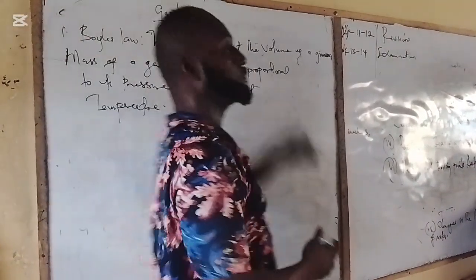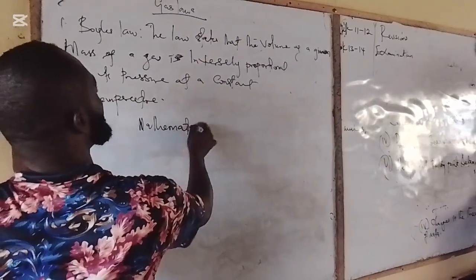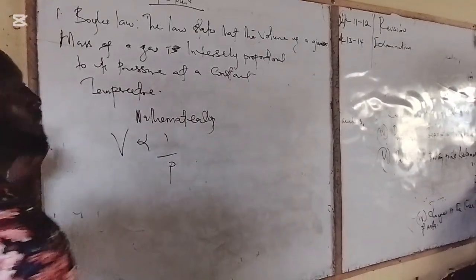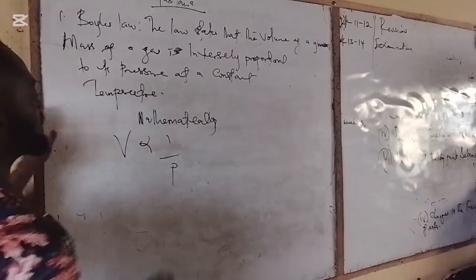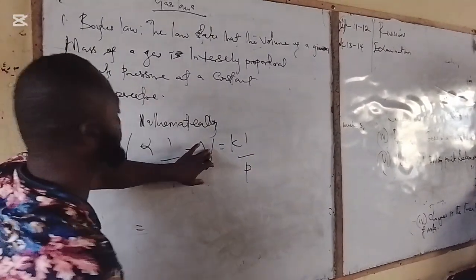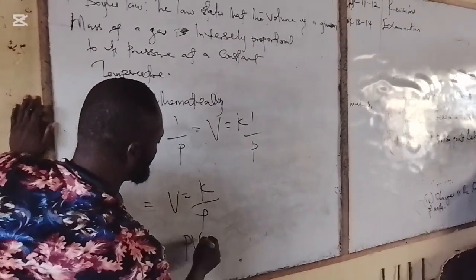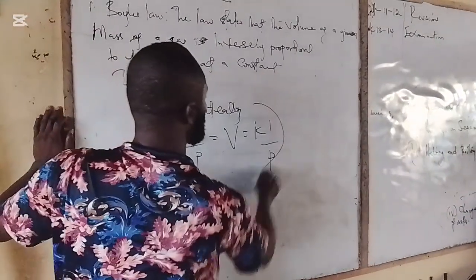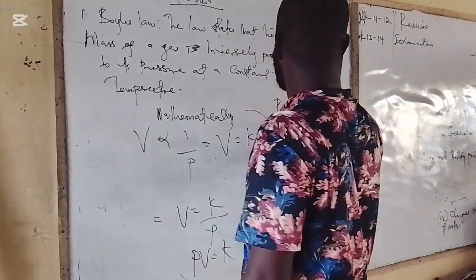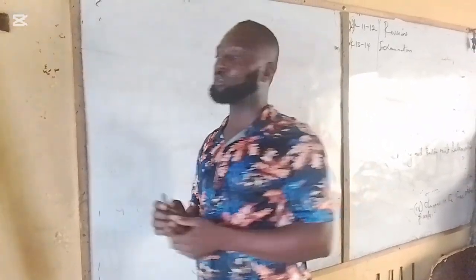So this very law can be explained using the mathematical method. Mathematically, the law says that volume is inversely proportional to pressure. In mathematics, when you remove the proportionality sign, you add a constant. So V equals K times 1 over P, which is K over P. So P times V gives K. So every time P times V is equal to K, it means that when I have P1 V1, I also have P2 V2. As I previously said, we're going to go into calculations.